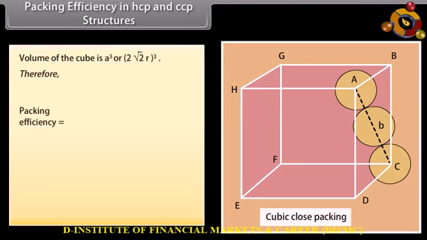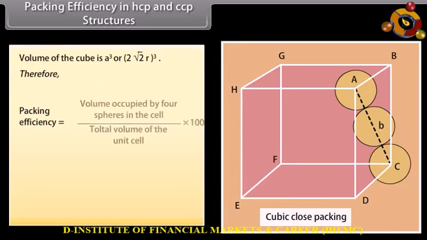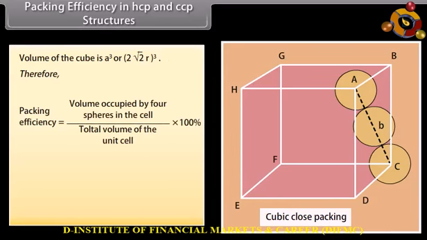Therefore, packing efficiency is equal to volume occupied by 4 spheres in the cell into 100 upon total volume of the unit cell, which is equal to 4 into 4/3 pi r cube into 100 upon (2 square root 2 r) cube, which is equal to 74%.